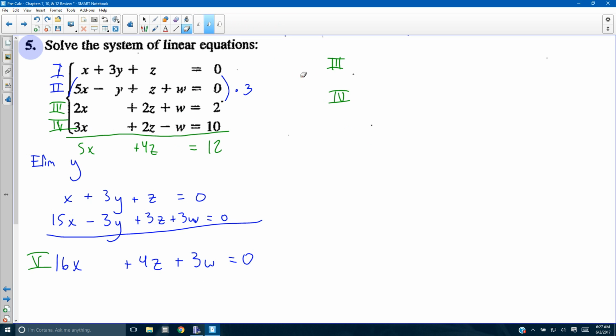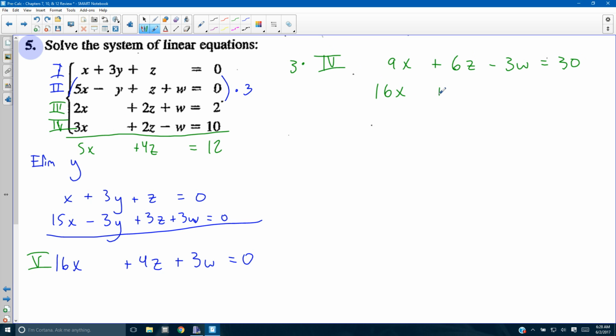Now I'm going to take equations 4 and 5. Equation 4 has a negative w, equation 5 has a positive 3w. If I take equation 4 and multiply it by 3, I'll get 9x plus 6z minus 3w equals 30. And then I can add it with this one here, 16x plus 4z plus 3w equals 0. And now the w's eliminate, and I'll have another equation with just x and z like this one here. So 25x plus 10z equals 30. And what's awesome about this equation is all of these have multiples of 5 in it. I could divide everything by 5.